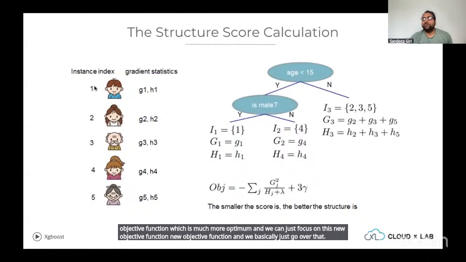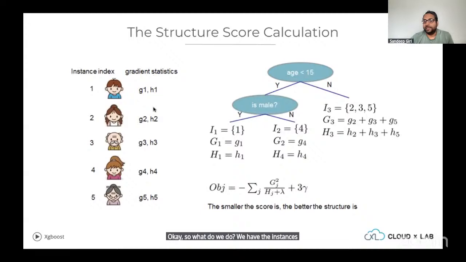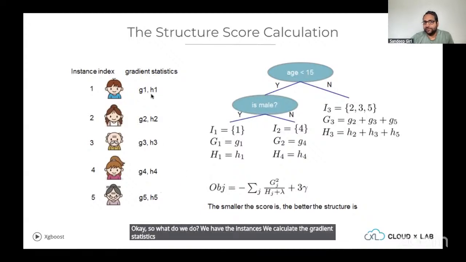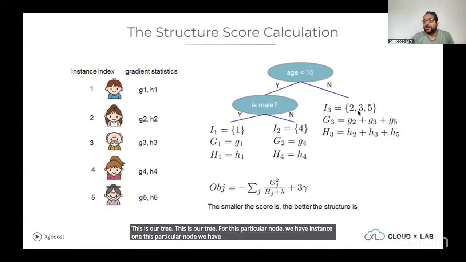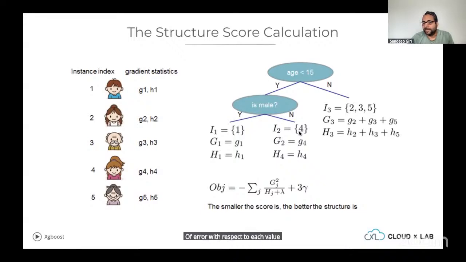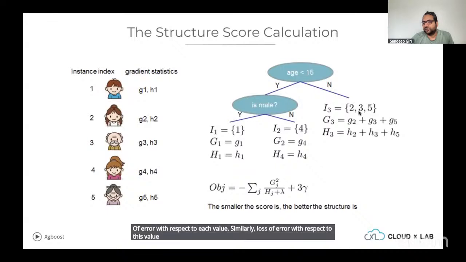So what do we do? We have the instances. We calculate the gradient statistics, right? The G1, H1 for all of them, the first gradient, second gradient of the loss. Once we have that, this is our tree. For this particular node, we have instance 1. This particular node, we have instance 4. This particular node, we have 3 instances, 2, 3, and 4. For this particular node, we have got G1 and H1. These two values, the rate of change of loss of error with respect to each value. Similarly, loss of error with respect to this value, loss of error with respect to this.